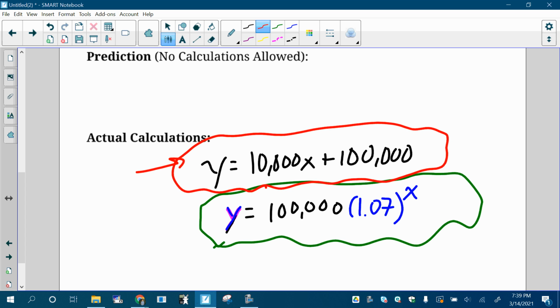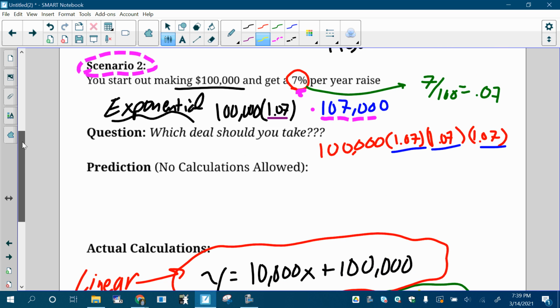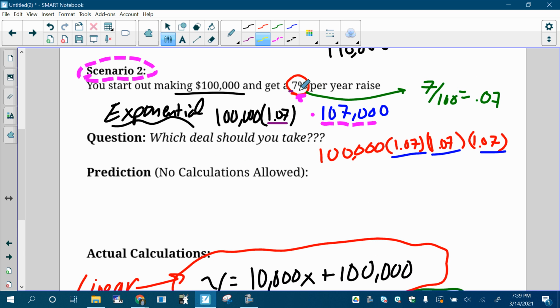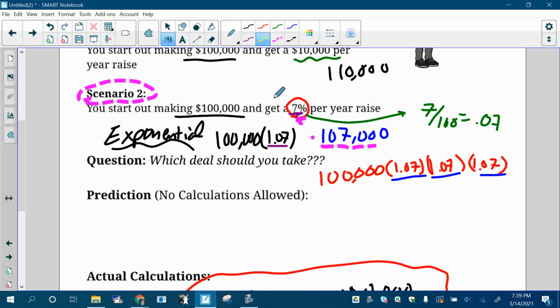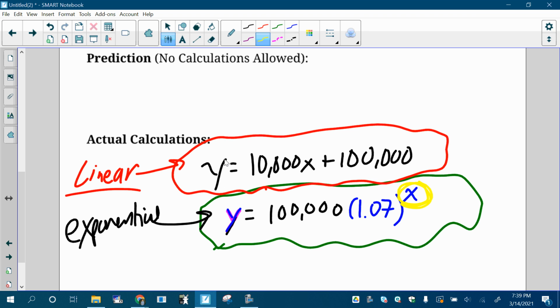This is linear. It is a line. We have talked about that. You guys know how to do that. This is the new thing we're talking about. It is exponential. If you look at this equation, what makes it exponential? It's got an x in the exponent. If you look at the word problem, what's going to tip you off that it's exponential is that the increase isn't a flat amount. It's not 10,000. It's a percentage. And so stuff with percentages is going to end up being exponential.